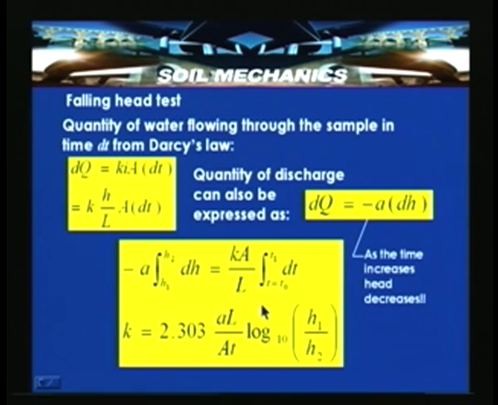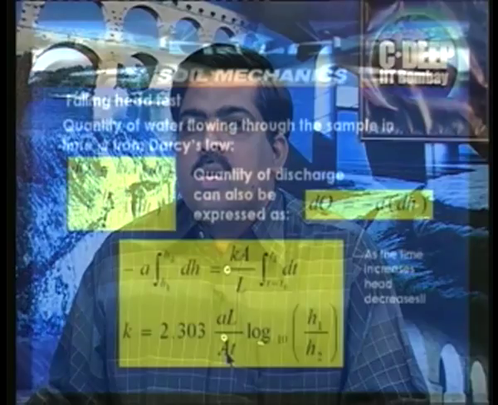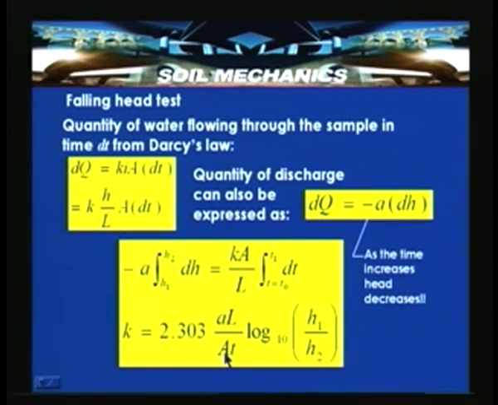By simplifying and rearranging, we get k is equal to 2.303 aL by AT log to the base 10 h1 by h2. Using this expression, one can determine the permeability of fine grained soils, especially clay soils, by using the variable head test or falling head test. Here, small a is the area of cross section of the standpipe, L is the length of the sample, capital A is the area of cross section of the soil sample through which the flow is taking place, and T is the time over which the difference in heads h1 and h2 is measured.